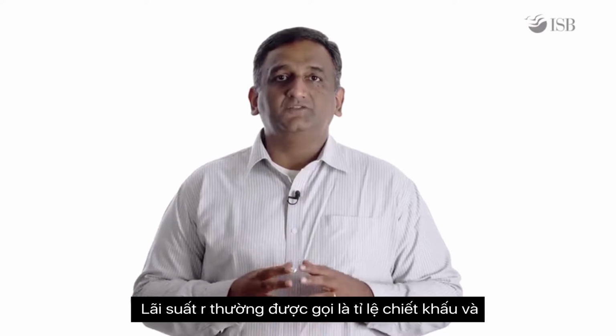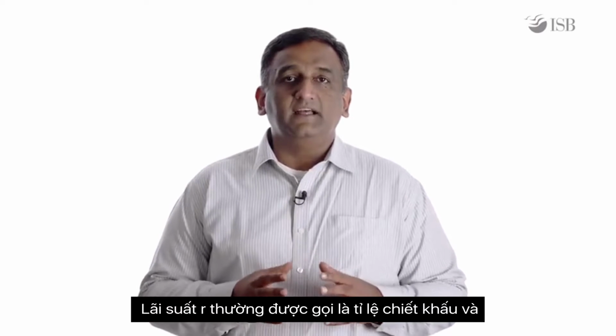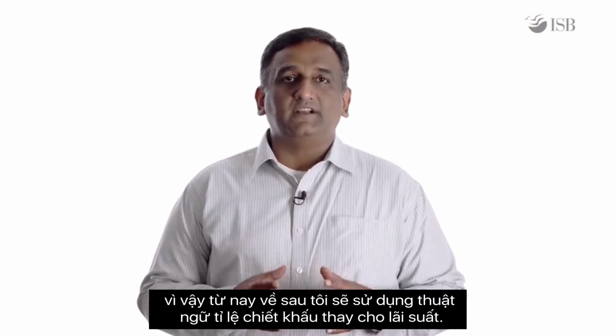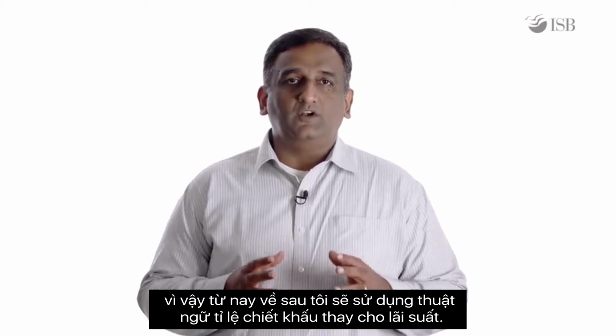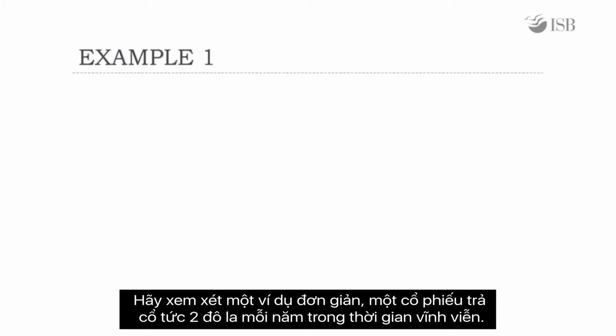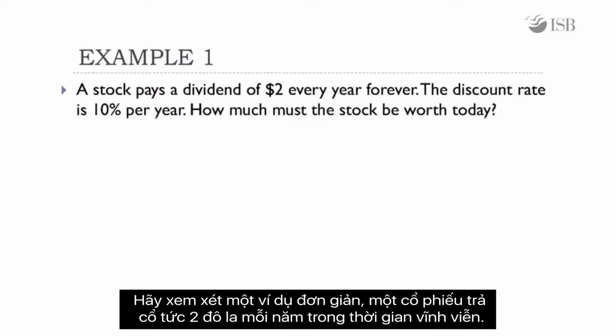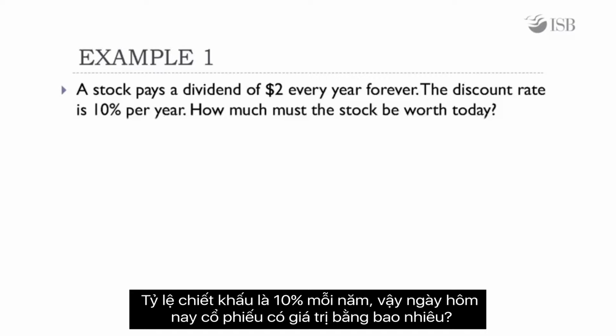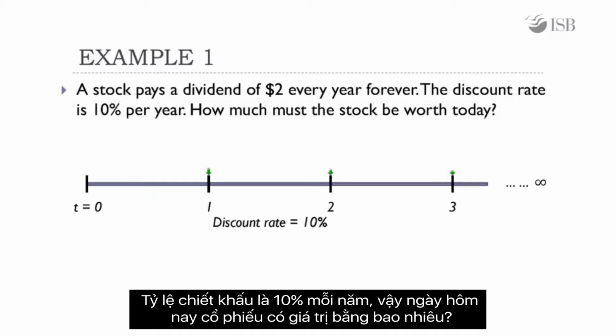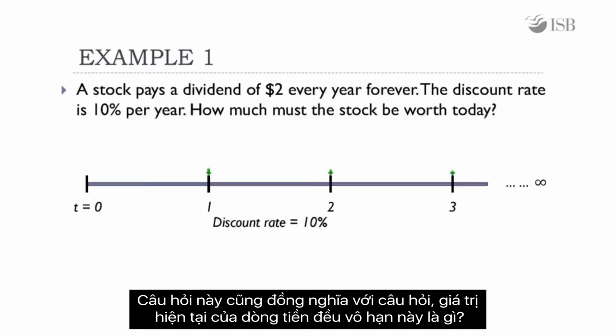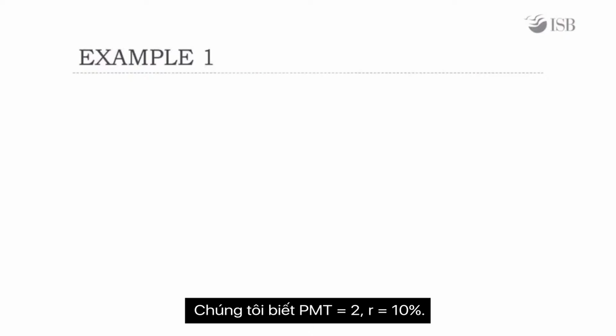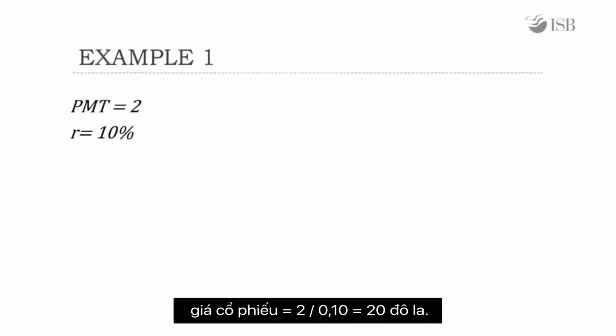The interest rate R is frequently referred to as the discount rate, and so I'm going to switch to saying discount rate instead of interest rate from now on. Let's look at a simple example. A stock pays a dividend of $2 every year forever. The discount rate is 10% per year. How much must the stock be worth today? The question asks us what the present value of this perpetuity is. We know PMT is equal to 2, R is equal to 10%. Plugging in all the values, the stock price equals 2 divided by 0.10, which equals $20.